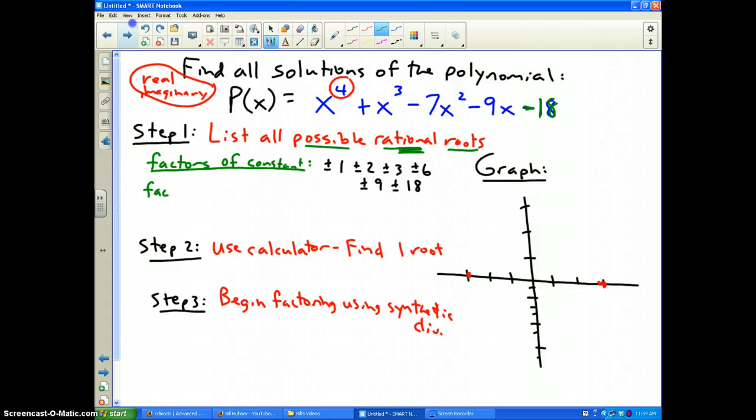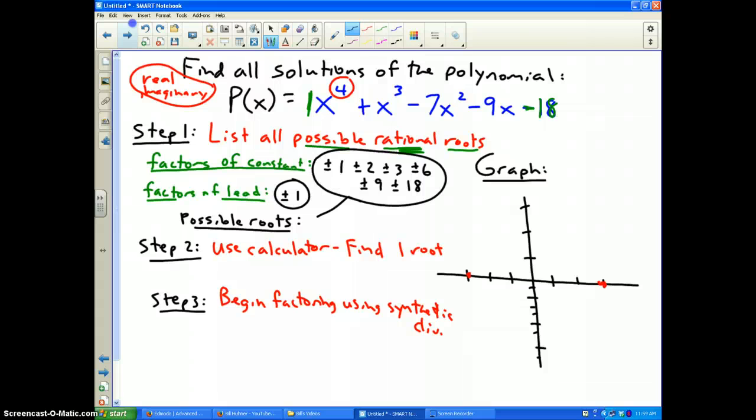Now we find the factors of the lead coefficient. Well, this is easy. The lead coefficient is 1. So our factors of the lead coefficient are plus or minus 1. So what are the possible roots? Well, that's easy. Since this is plus or minus 1, our possible roots are right there in the black circle, because all those divided by 1 are themselves.